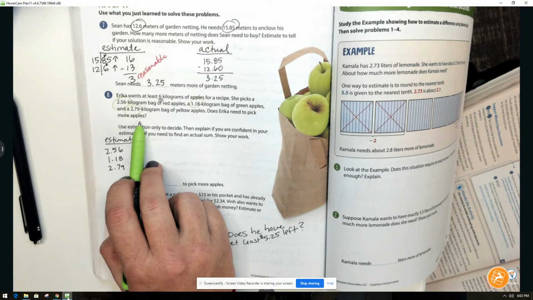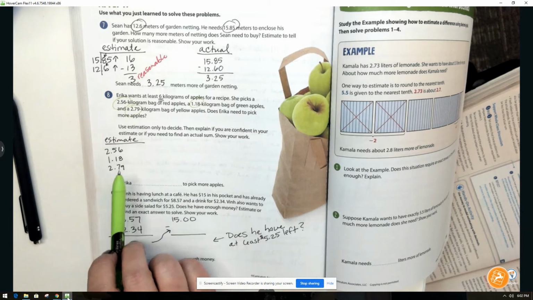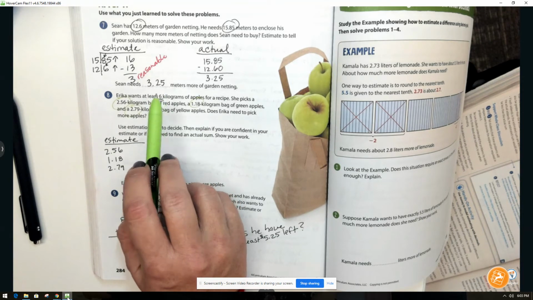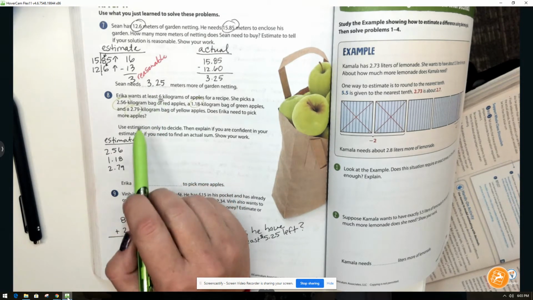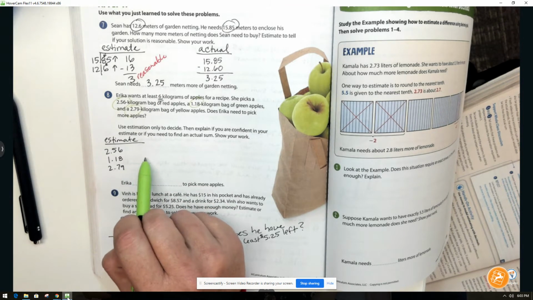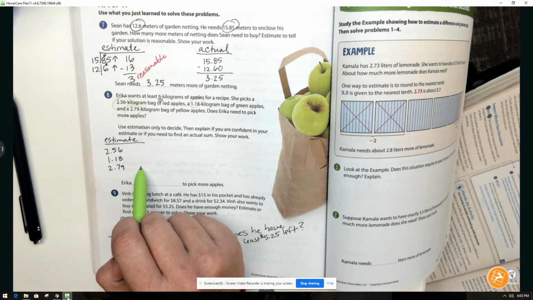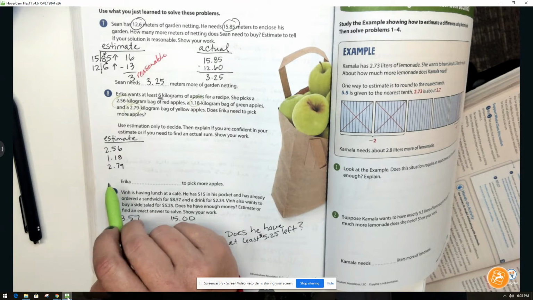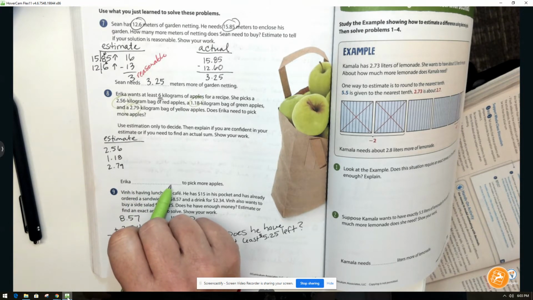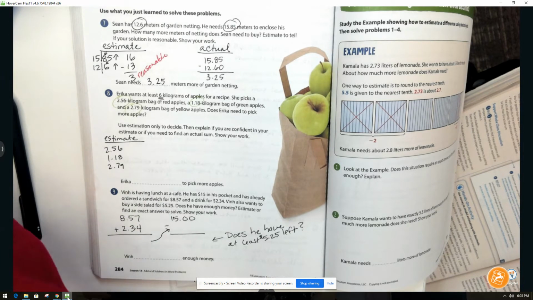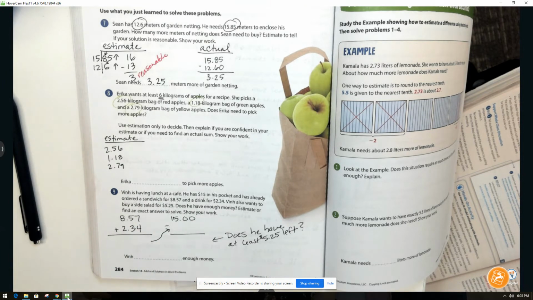So what I'm thinking here is that since we're trying to see if she has at least 6 kilograms of apples, if we round all of these estimates down and then add them together and we get at least 6 kilograms of apples, we're going to be good to go. And we will know that Erica either does not need to pick more apples or does need to pick more apples. So watch what I am thinking here.